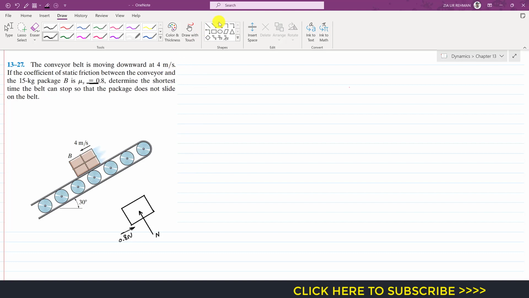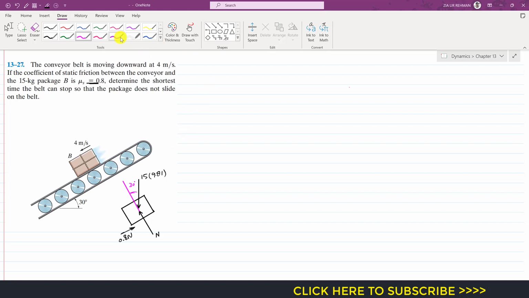Similarly, the weight of this package will be acting vertically downward. So this will be the weight, and its mass is 15 kg, so this will be 15 times 9.81. Now if we extend the line of action of this normal force, if the conveyor belt is making 30 degrees with the horizontal, then this weight is going to make a 30 degree angle with the normal. We have discussed this many times, how this weight makes a 30 degree angle with the normal if the incline is making 30 degrees with the horizontal.